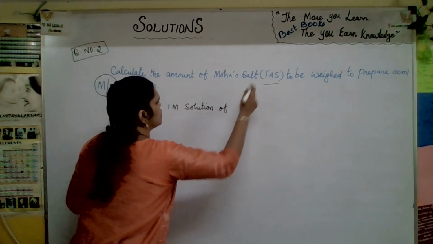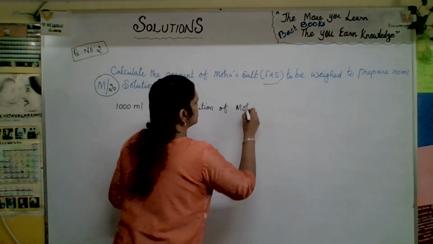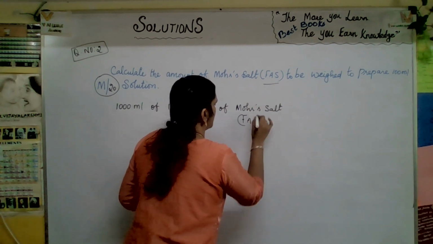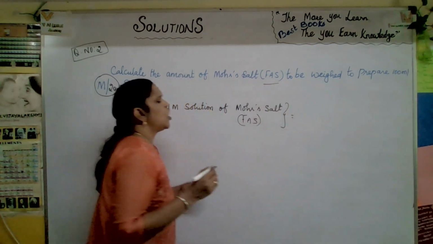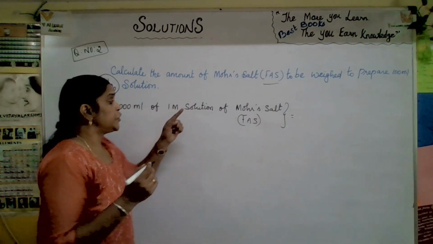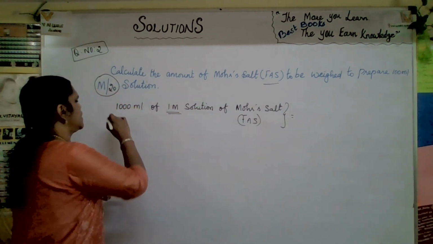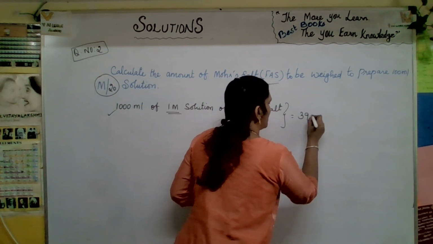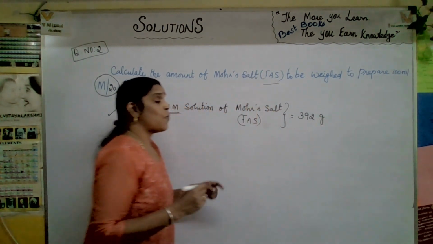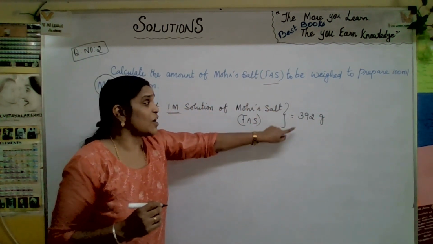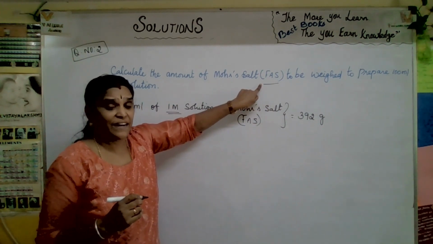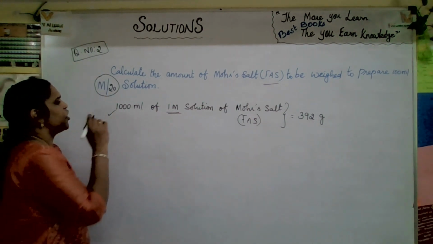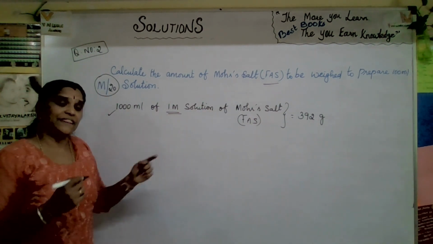Solution of what it is? Mohr's salt. That is FAS, ferrous ammonium sulfate, right? So, how much gram is required to prepare a 1 M solution in 1,000 ml? That means 392 grams. Why did I mention 392? Because that is the molecular mass of ferrous ammonium sulfate. Yes, you got it. Okay, now for 1 N you are getting that much.